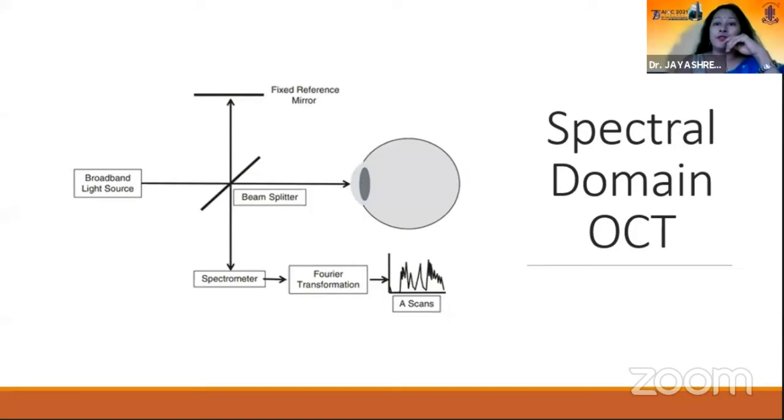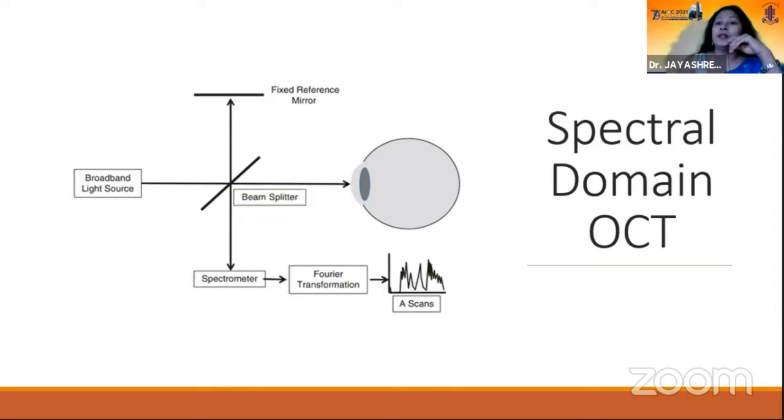Then came the spectral domain OCT, which did not have a moving reference mirror. It had a fixed reference mirror, and it had the spectrometer as the heart. And so the scanning speed increased exponentially to 200 to 400 times what we had in the time domain OCT. So here the commercially available spectral domain OCTs today come with scanning speeds ranging from 18,000 to 70,000 scans per second. And also the resolution is 5 micrometer.